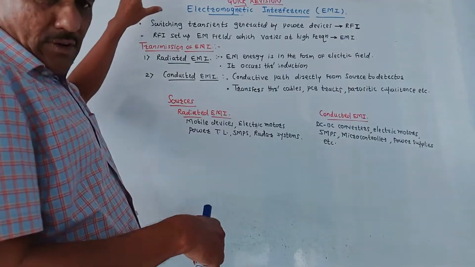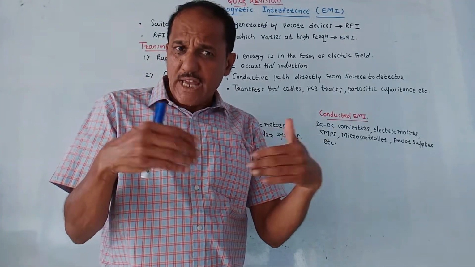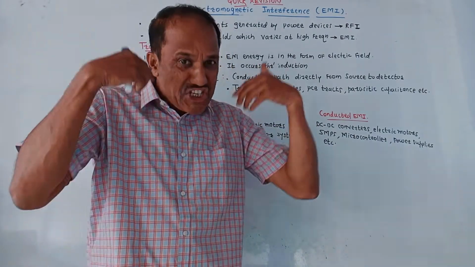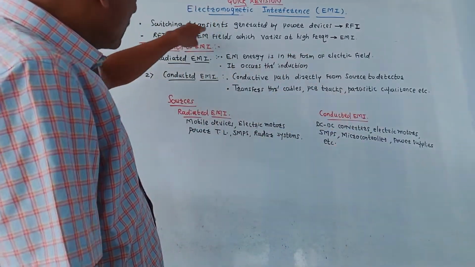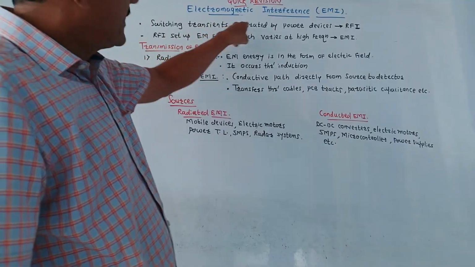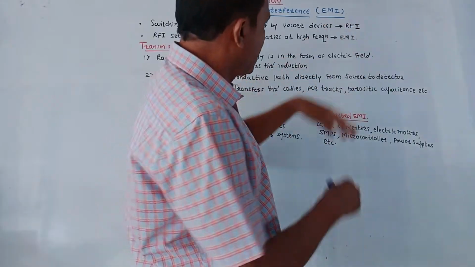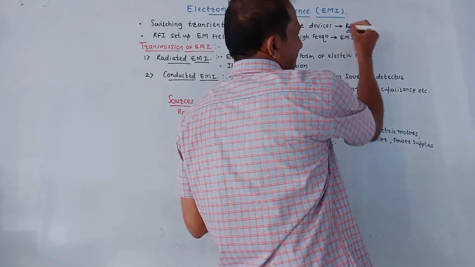So basically, in case of power devices, the switching action takes place at very high frequencies, due to which switching transients are generated. These switching transients generated in case of power devices are called radio frequency interference, abbreviated as RFI.